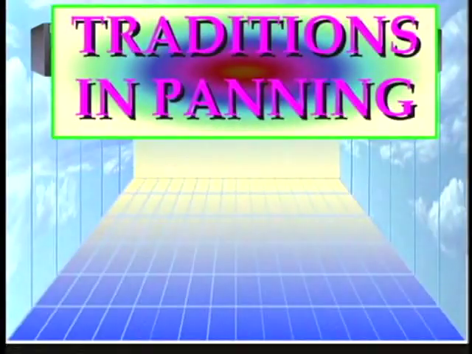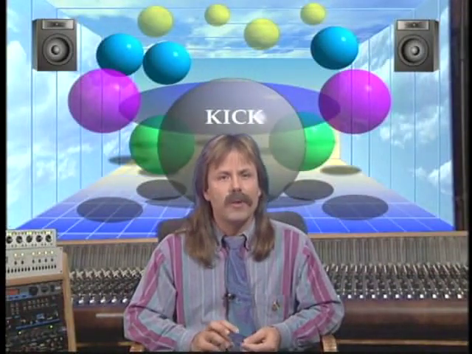Now let's take a look at traditions in panning of particular instruments. Individual instruments have come to be commonly placed in specific positions from mix to mix. For example, it's rare that the kick drum is ever placed anywhere except in the middle. It isn't necessarily wrong to place it somewhere else, but it has become commonly accepted to be placed in the middle. This could be because a kick drum appears as a very large sound in the world of imaging.